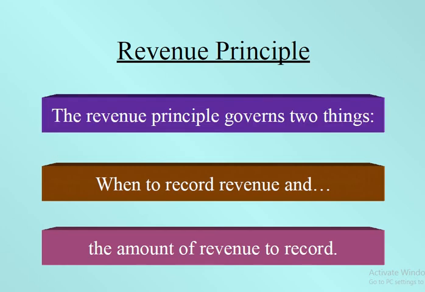Revenue principle. The revenue principle governs two things: when to record revenue and the amount of revenue to record. When to record revenue simply means that if the services are performed, you must record the revenue. In the accounting records, revenues must be recorded. The amount of revenue to record will then be adjusted through the adjusting entries in the books of accounts when it is actually received.